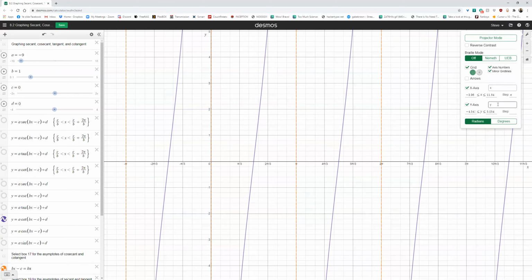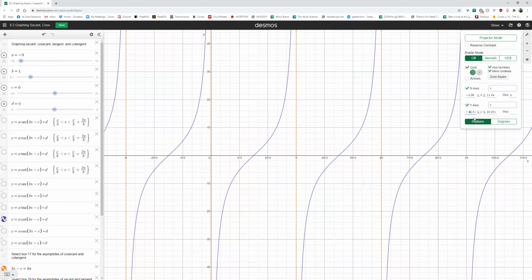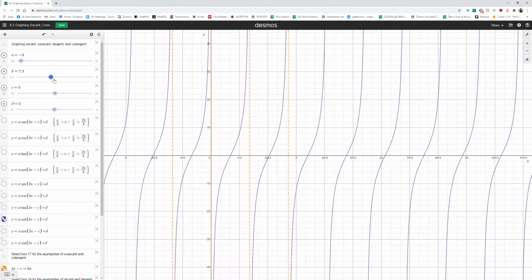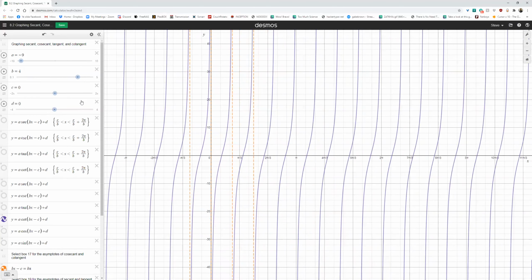I'm just going to adjust the y-axis here for a moment. Let's make this go, how about up to 45 and starting at negative 44. That'll be good enough to get our shape to come back. Then we'll adjust for B and C. B has a value of 4, so we'll adjust our slider up to 4. Notice it's making those asymptotes bunch together.